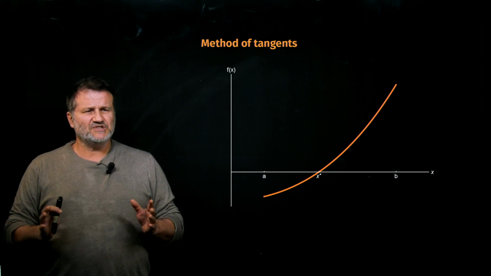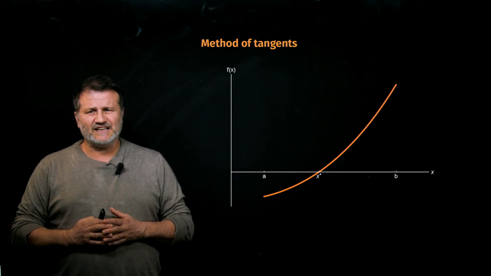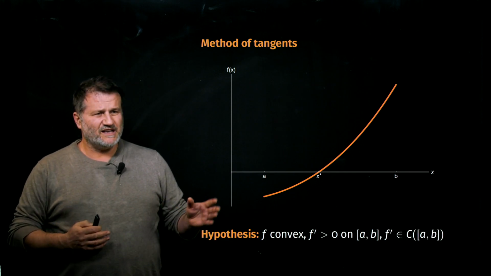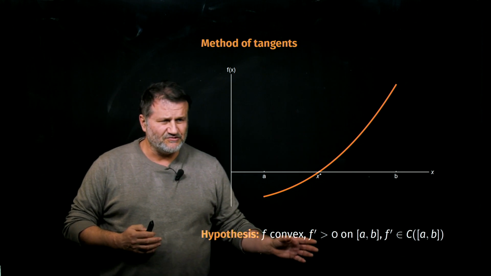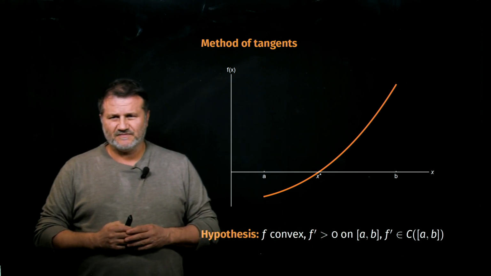The key assumption of the method is that the function f is strictly convex and increasing on the interval [a, b]. Specifically, we assume that f is convex, and the derivative of f is strictly positive and continuous.